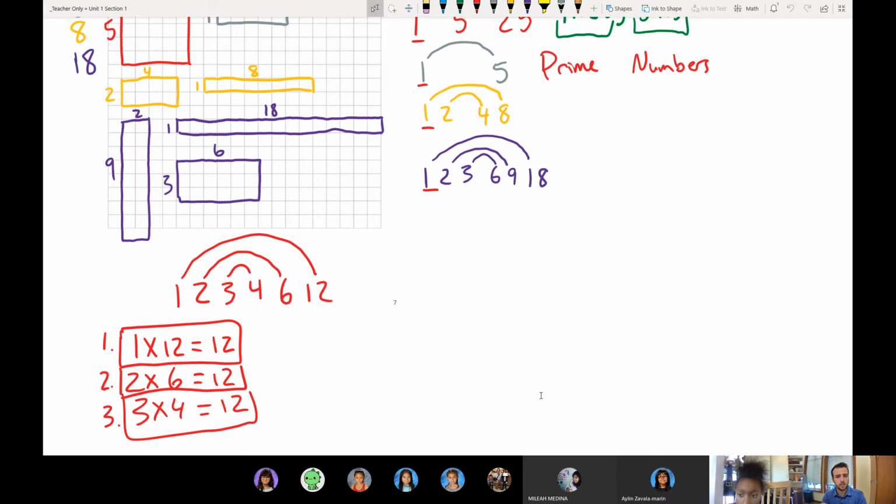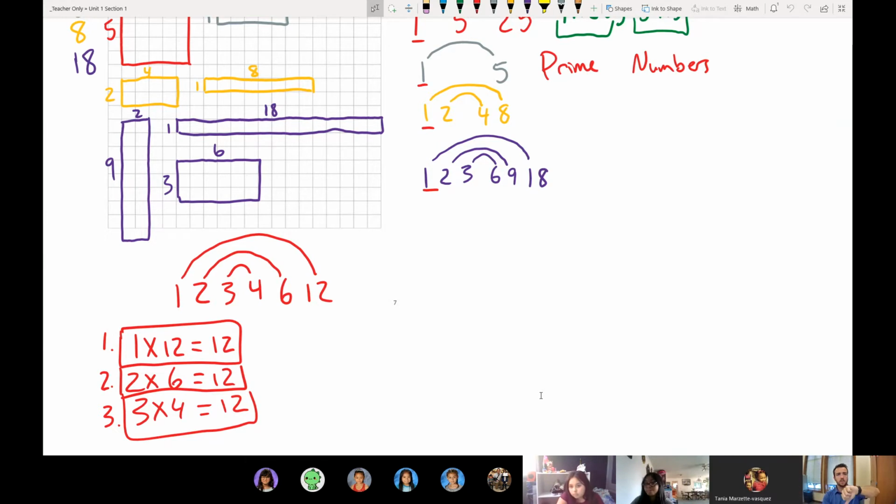Are there any questions on this? On what a factor pair is? How we find out how many there are? Can I see thumbs up, sideways, down? Okay, Malia says good. Eileen's kind of sideways. That's okay. Katie's up.